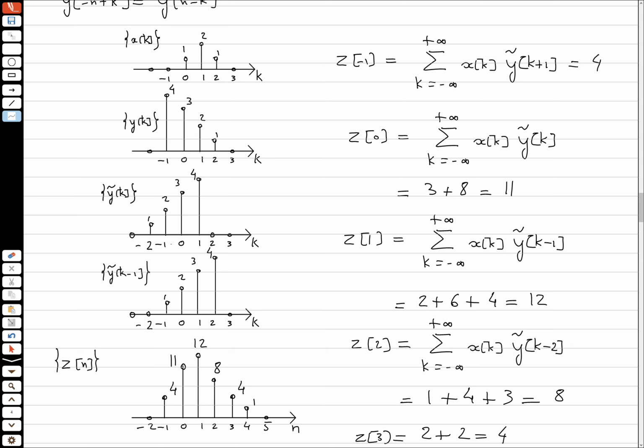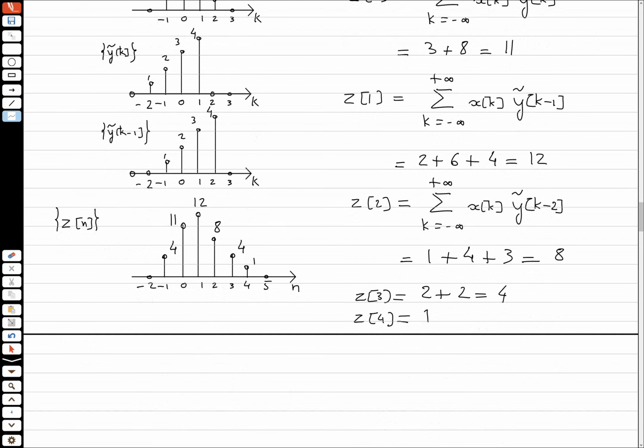So in the end, I can say, I give you x and y, what is the convolution? And you just look at this and you say 11, 12, 8, 4, 1, 0, like that. So when you become champions of convolution, hopefully within 2 weeks, you will know.